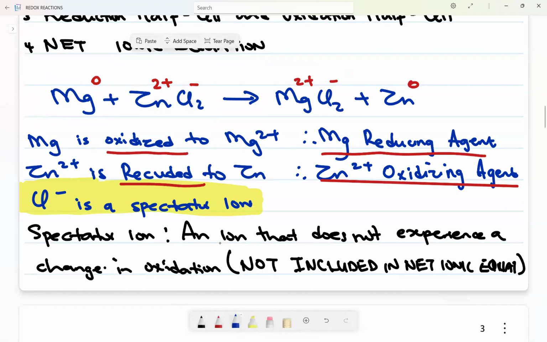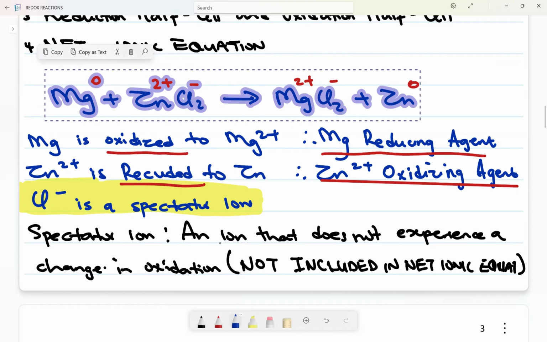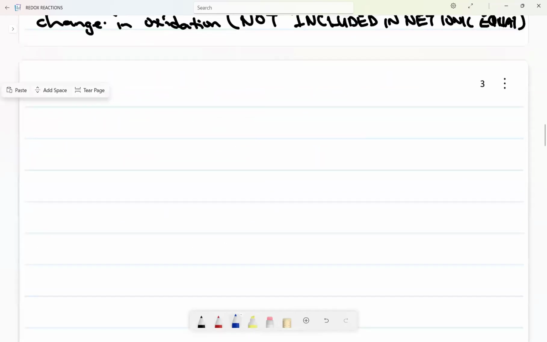I'm going to rewrite it. Or rather, let me just copy it, so that things can be easier for us. Okay.